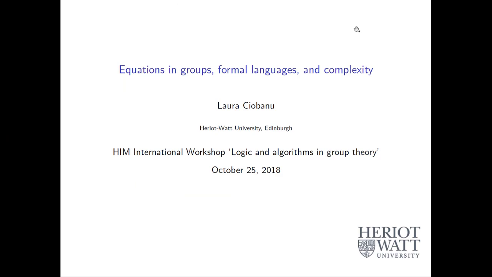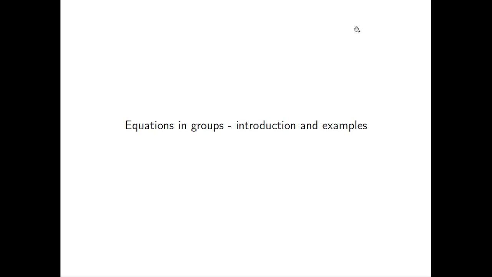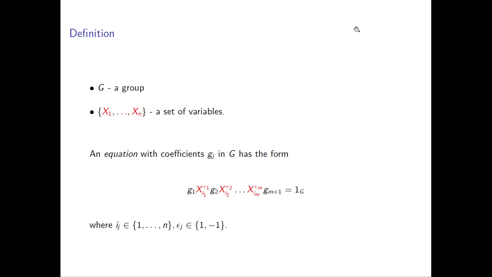So it should work. Right, so I'll start with, as I said, something very basic: just equations in groups, and some examples. My groups will be discrete and infinite. So if you have such a group G and a number of variables, x1 to xn, an equation is exactly what you think it should be. It's a formal expression consisting of these variables with some coefficients in the group G, and you're setting this expression equal to what you want.